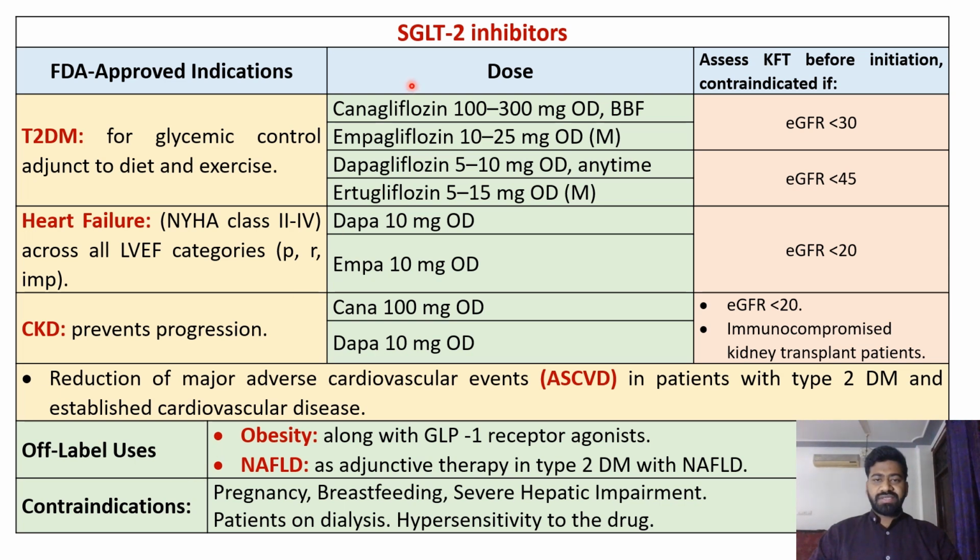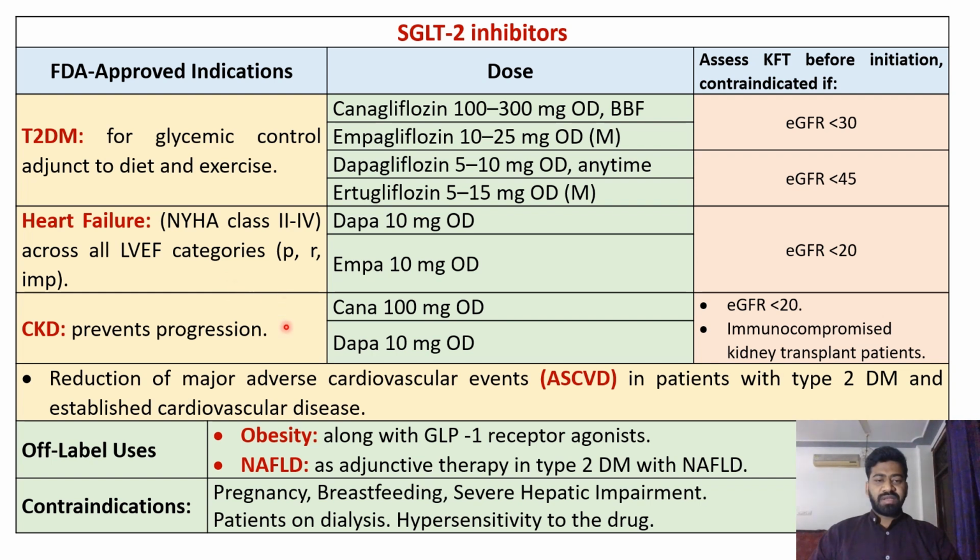Let's discuss SGLT2 inhibitors. The FDA approved indications are type 2 diabetes mellitus for glycemic control, as an adjunct to diet, exercise, and metformin, and heart failure in NYHA class 2 to 4 across all left ventricular ejection fraction categories, including preserved, reduced, and impaired ejection fraction.